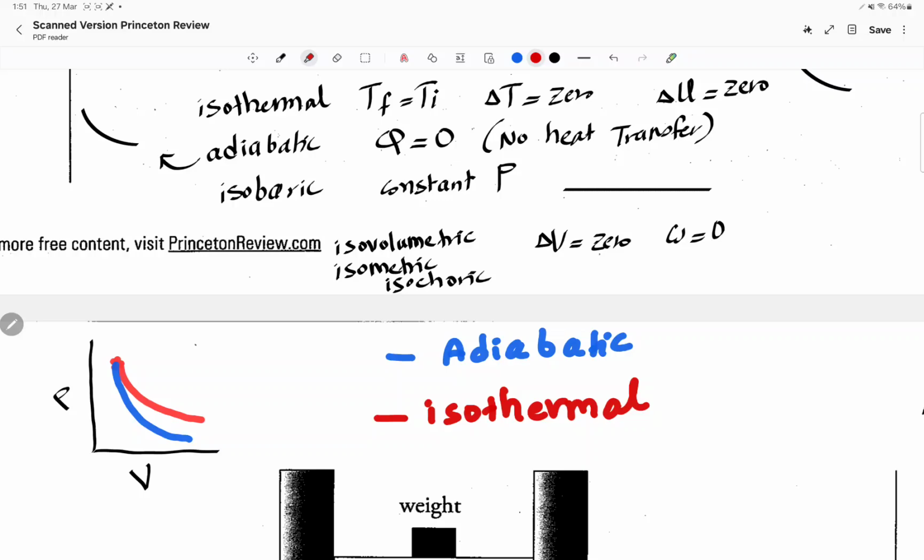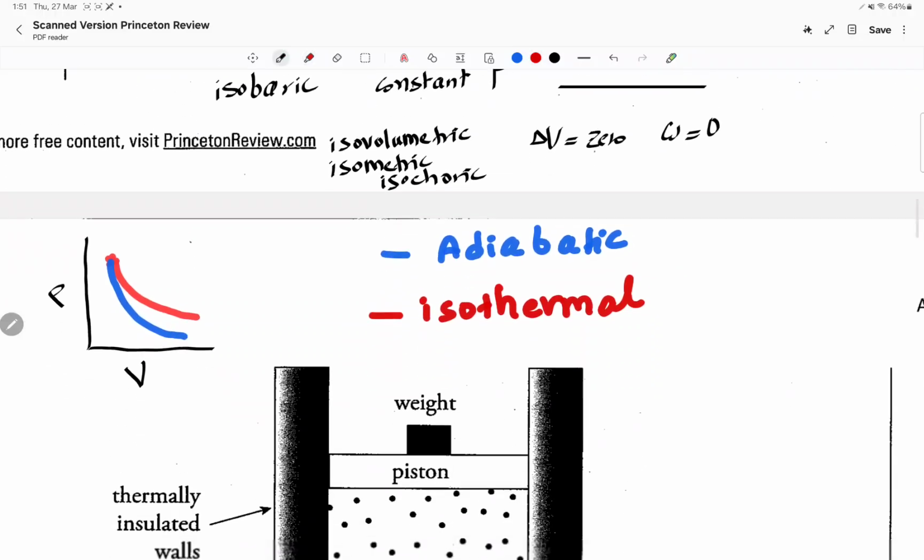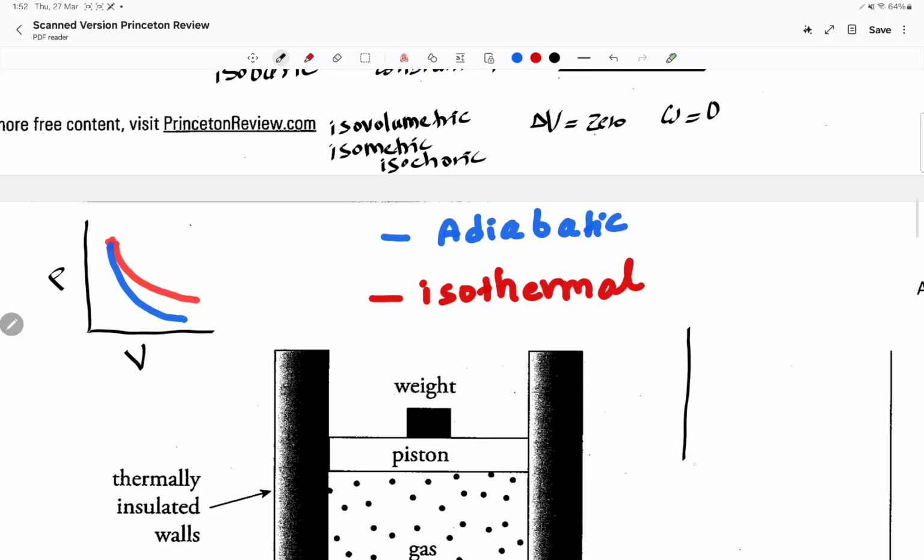Okay, very good. Let's speak about work more. How do you exactly find the work? So this is P and this is V. Work is going to be the area. So you might have to find the work in this area, which is just a rectangle. You might have to find the work in this area, which is now going to be a trapezoid.